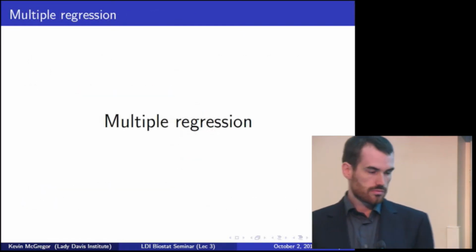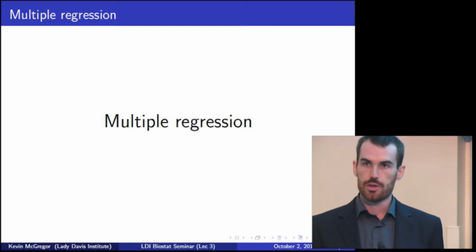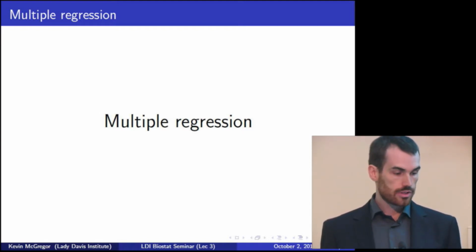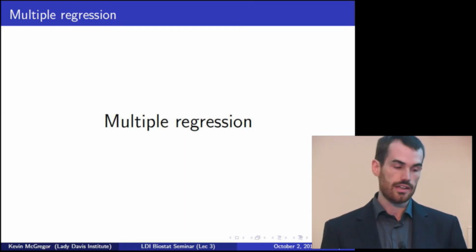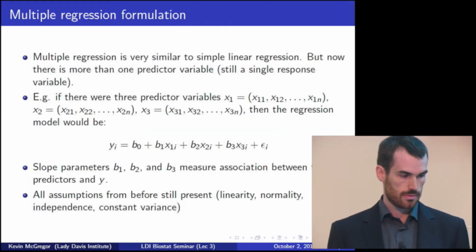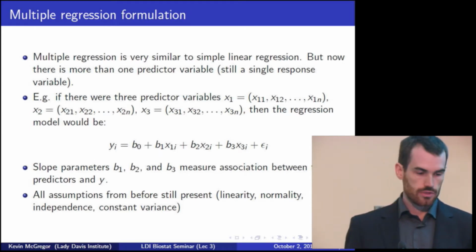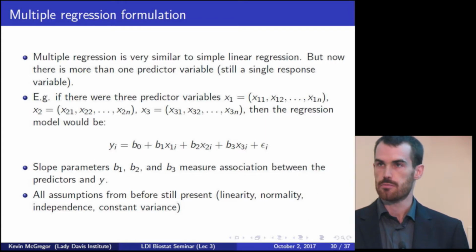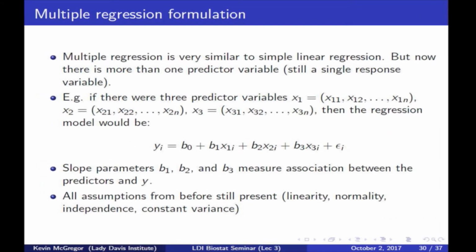All right, so up till now we've only had one predictor variable and our outcome variable. So that was simple linear regression, and now we're going to look at multiple linear regression. I'm just going to look at this very quickly because things in multiple regression can get a little bit more complicated. It's very similar to simple linear regression, but now we actually have more than one predictor variable. We still only have a single response variable y, but we want to look at the joint effect of a bunch of predictor variables on this outcome variable y.